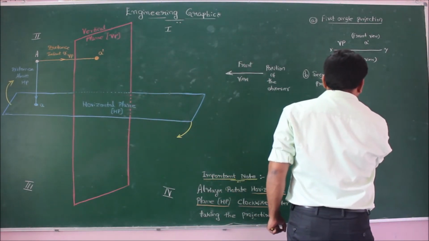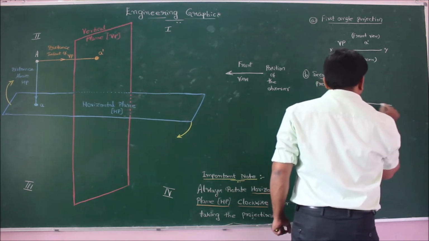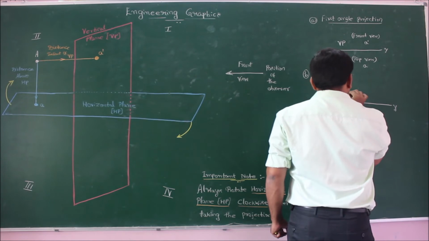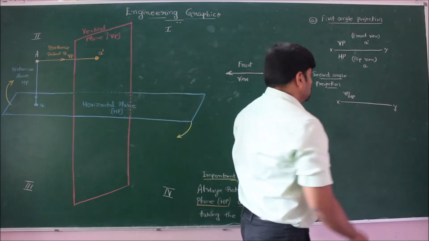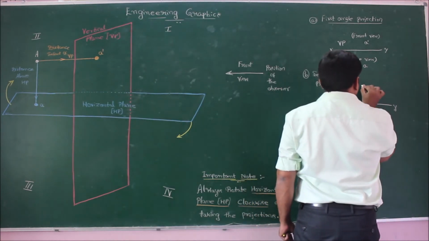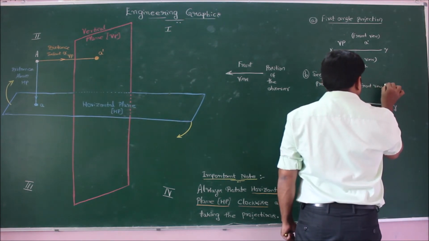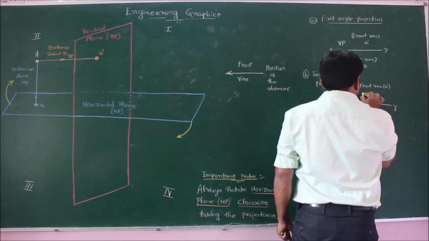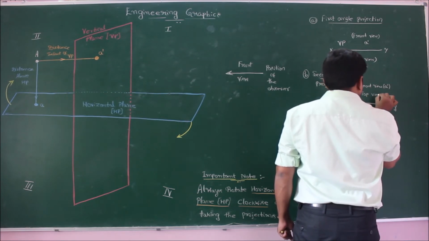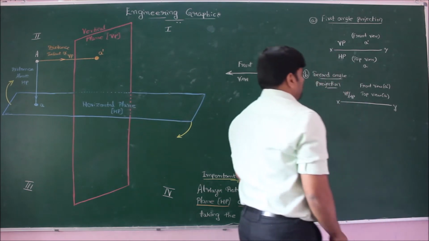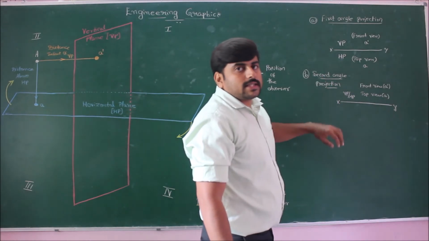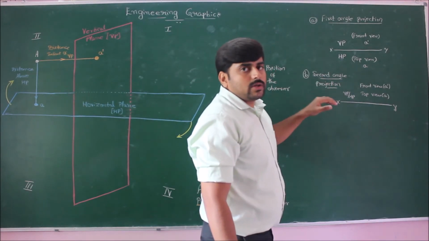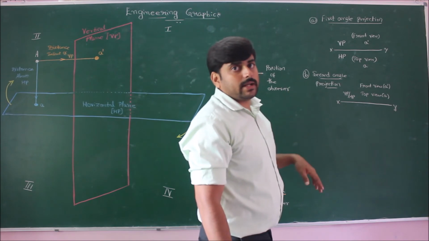So if we have the XY line, both VP and HP will come above the XY line. So therefore, here itself we will mark the front view, that is A prime, and here itself we will mark the top view, that is A. And also in the vertical plane we should show the distance with respect to the horizontal plane. In the horizontal plane we should show the distance with respect to the vertical plane.